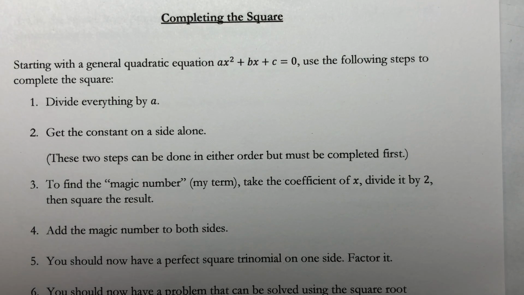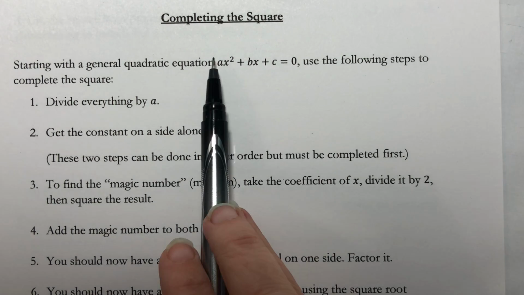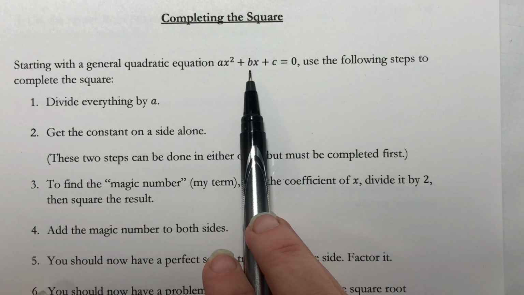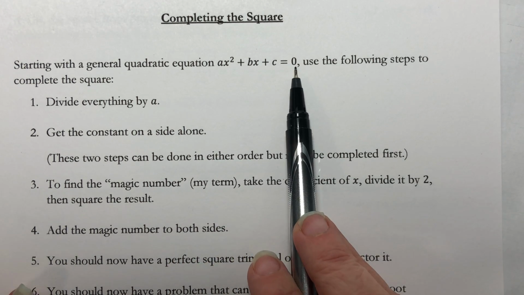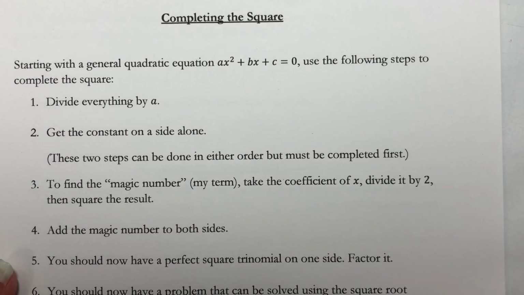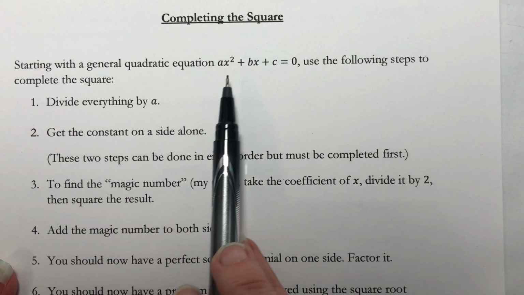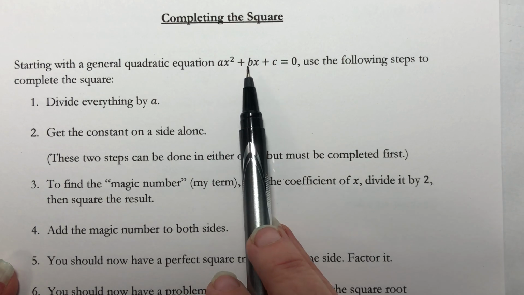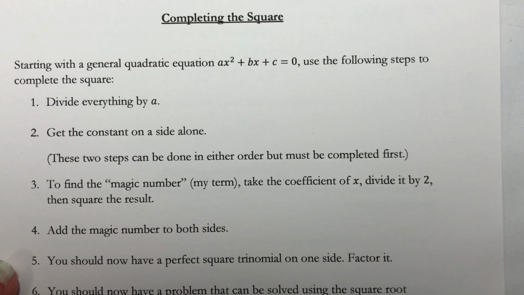So completing the square, what do we do? If we start off with a general quadratic, ax² + bx + c = 0, we're going to follow these steps every time to solve the equation. The first thing we have to do is divide everything by a. So if there's a number other than 1 right here, we have to divide everything by that. That means we're going to get fractions a lot. We're just going to have to deal with them, okay?